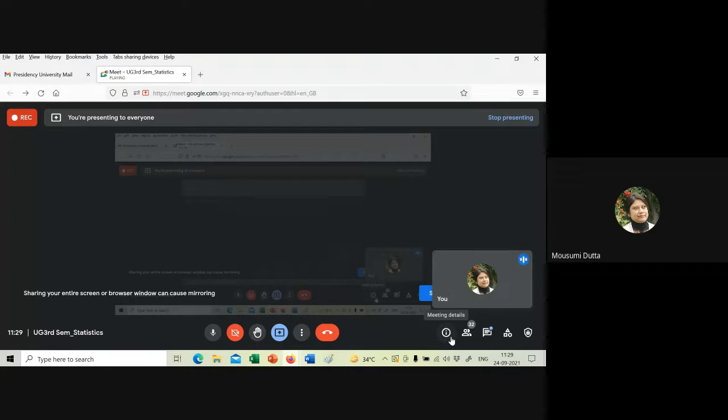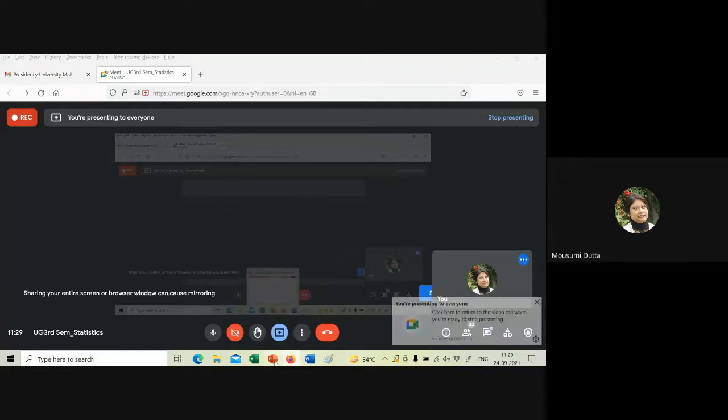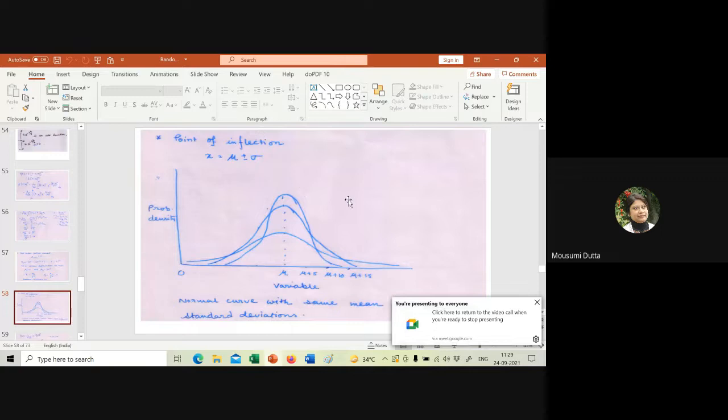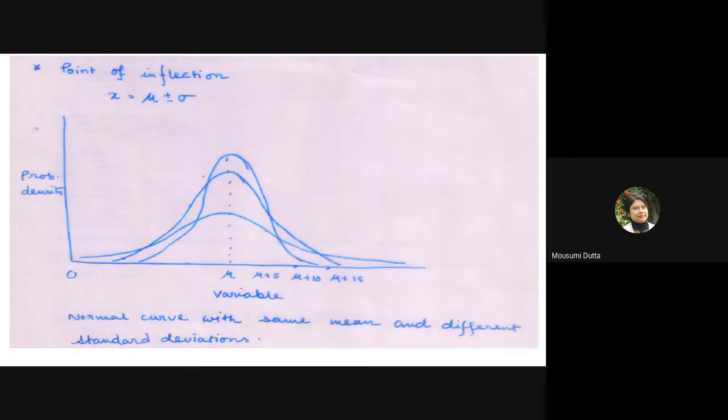So the normal curve is first convex, then concave, and then again convex to the x-axis. Okay. So the two points where the curve changes its curvature from convex to concave and then from concave to convex are called the points of inflection. So please note down, point of inflection indicates the points where a curve changes its curvature.